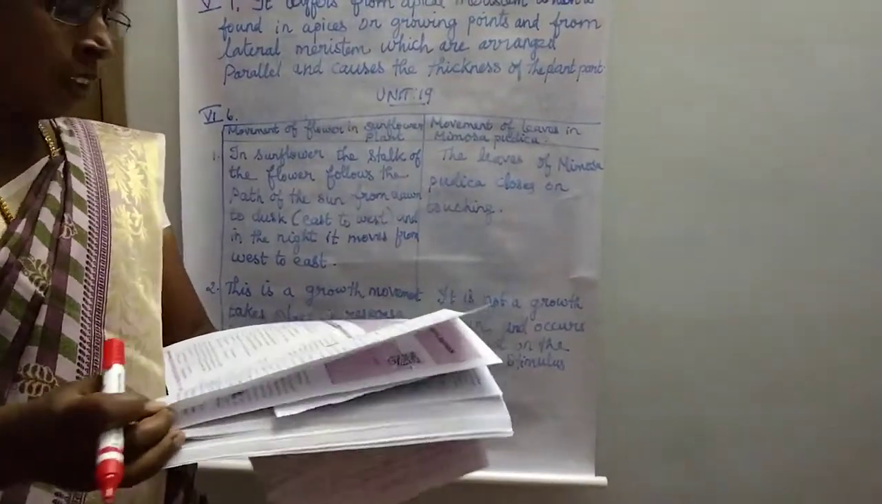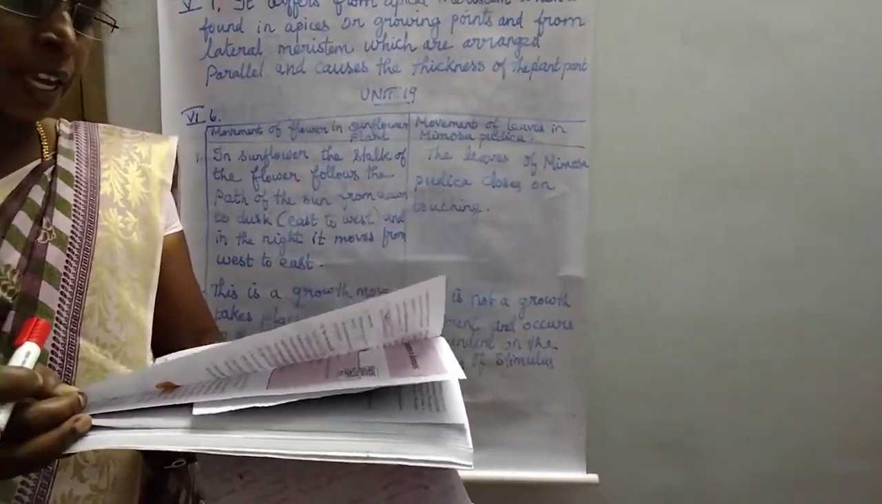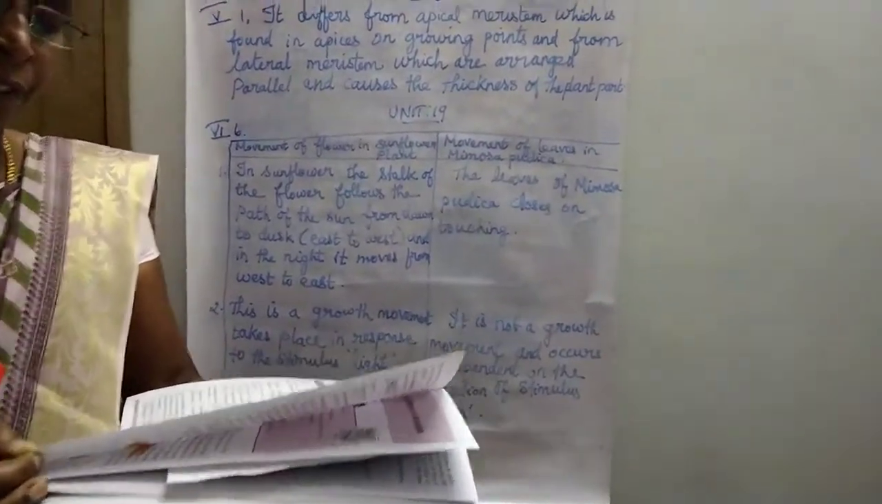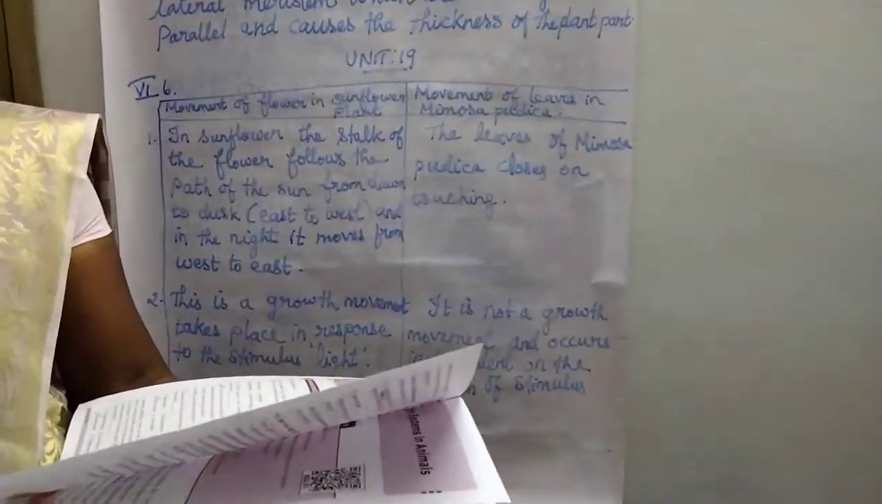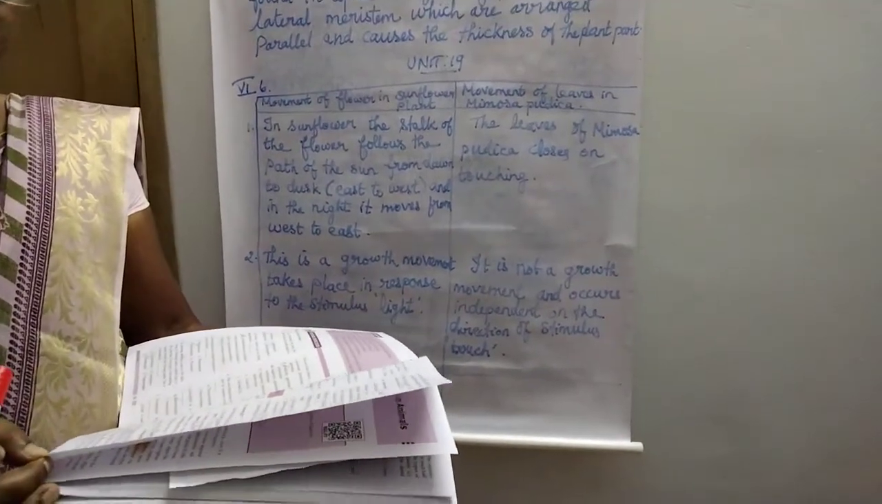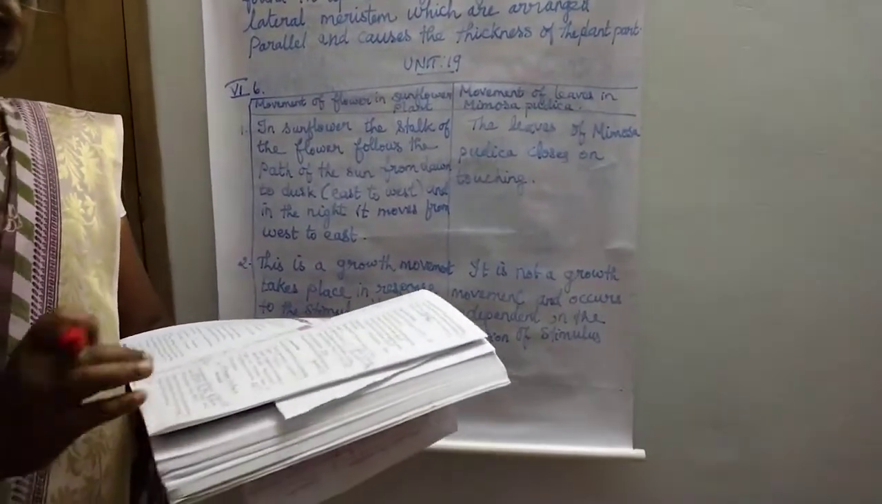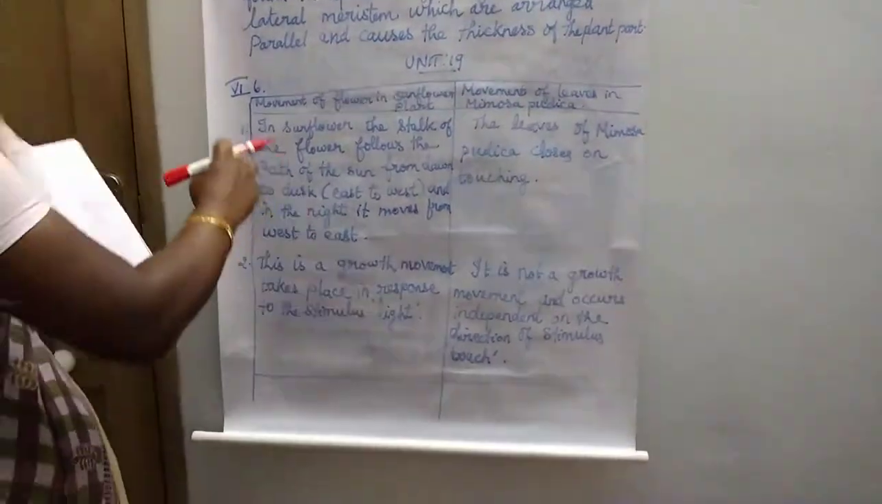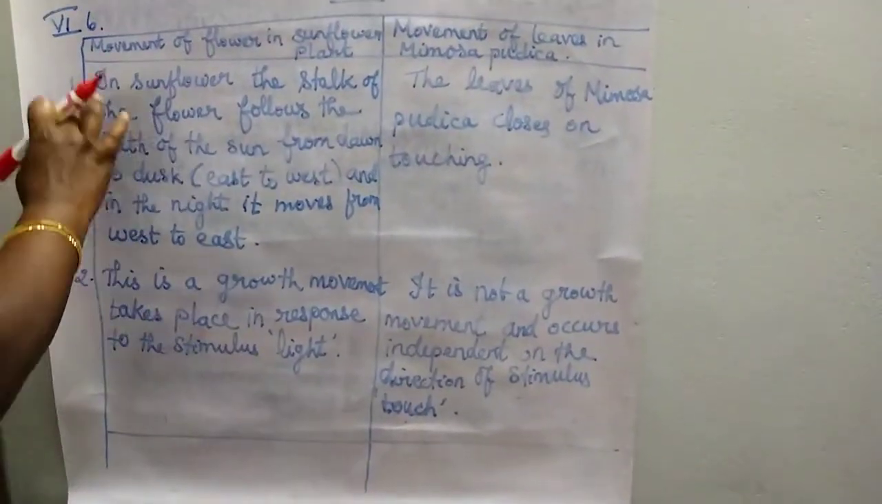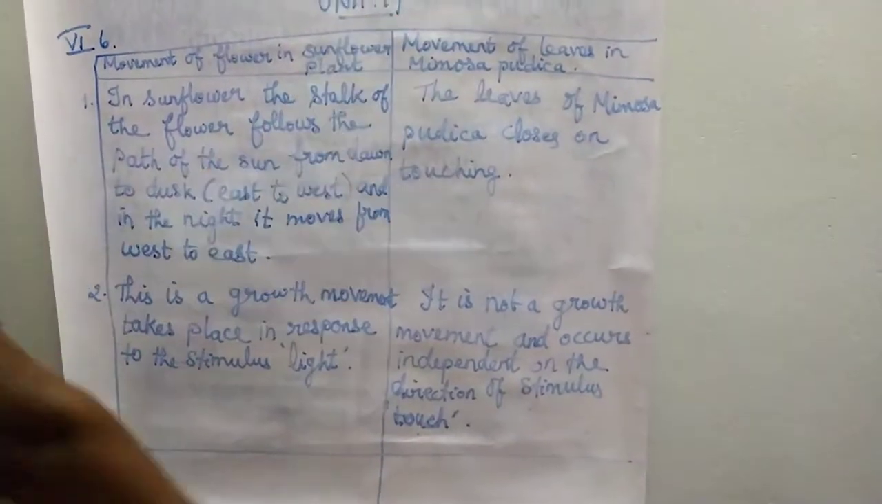Unit 19. Roman letter 6. Answer briefly. Under that, sixth question. What is the differences between movement of flower in sunflower plant and closing of leaves in the Mimosa pudica? For that, the answer is here. First, you can draw the tabular column and divide into 2.